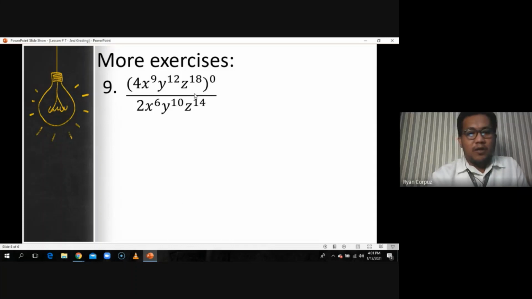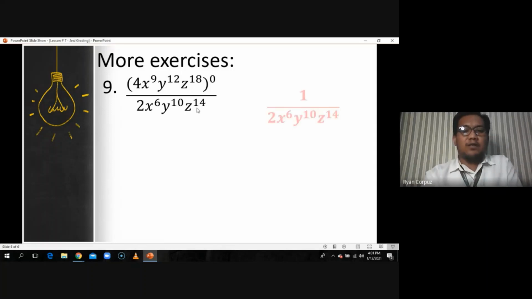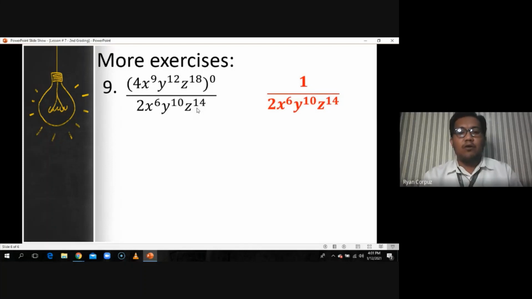So, on the numerator part, the whole expression there was raised to 0. So that means that whole expression will be equal to 1. So, only 1 is left in the numerator part. Then, on the denominator part, since we have no exponent outside that it is raised to, it will stay as it is. So, simply copy what is on the denominator part. So, to simplify it, we come up with an answer which is 1 over 2x raised to 6, y raised to 10, z raised to 14.